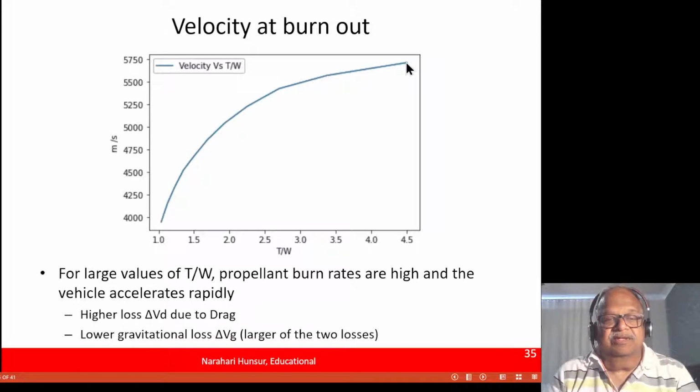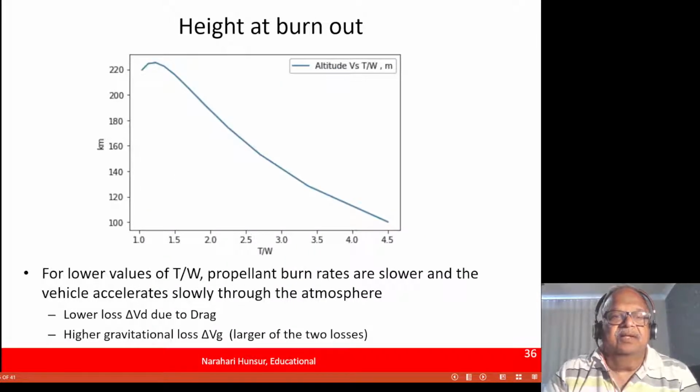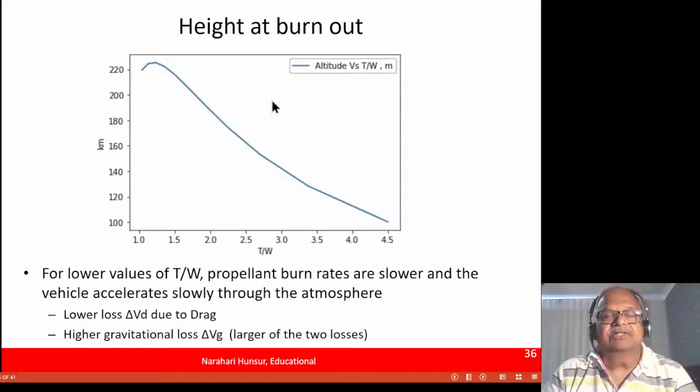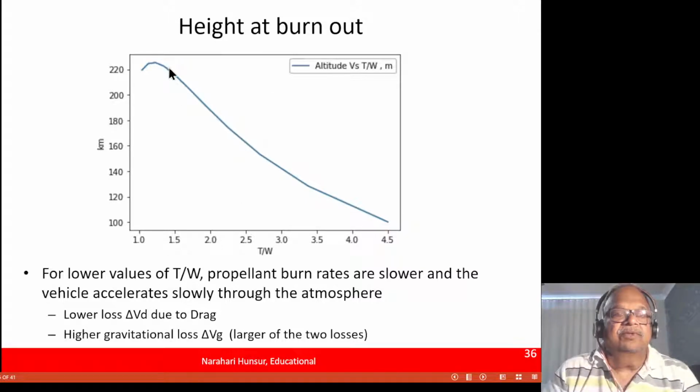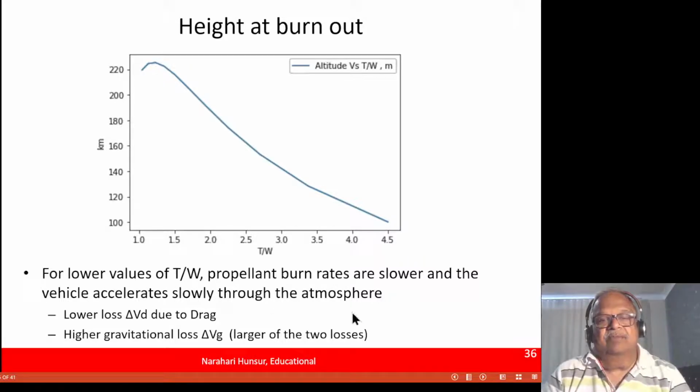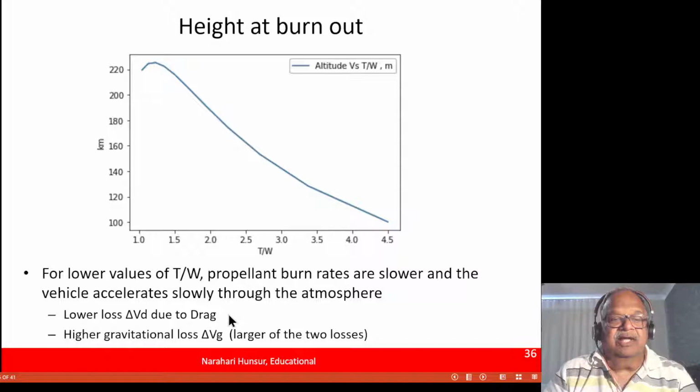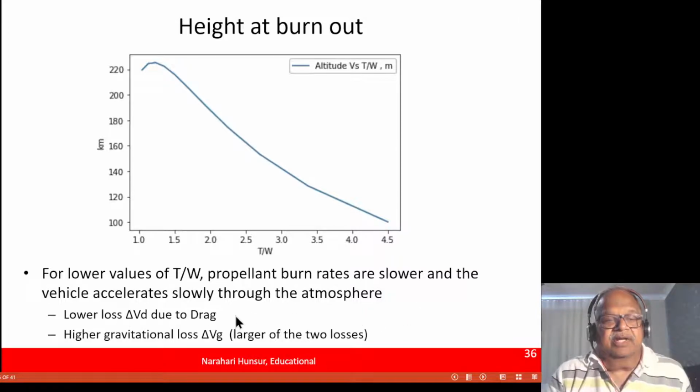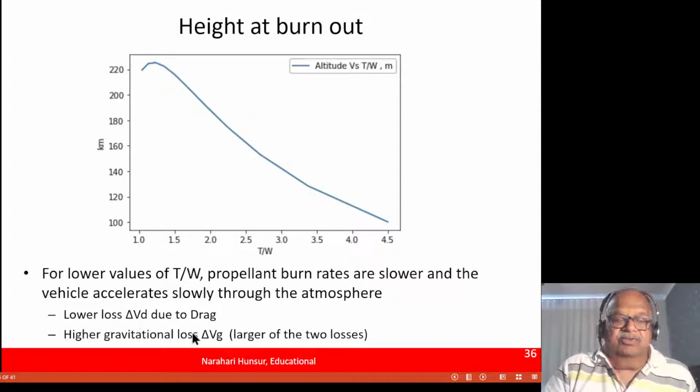So now this is something interesting. If you look at the height at burnout, what's the maximum altitude? This is the other way around. You get the maximum altitude reached when your thrust to weight ratio is less than 1.5, around 1.3, 1.35. At higher and higher thrust to weight ratio, your altitude reach is reduced. So for lower values of T by W, propellant burn rates are slower and the vehicle accelerates slowly through the atmosphere. Lower loss due to drag, higher loss due to gravity.